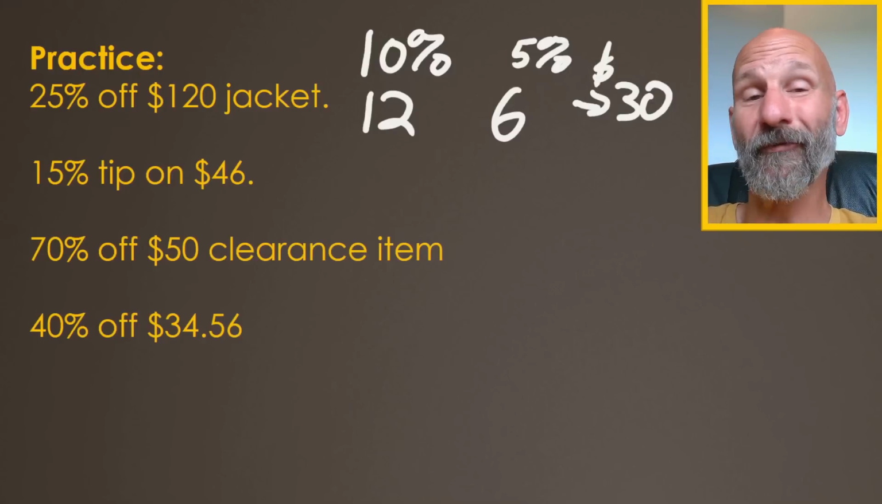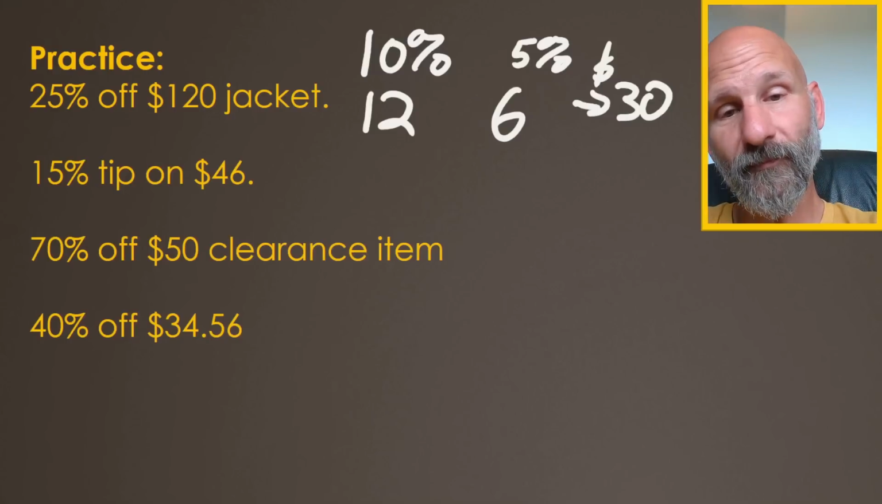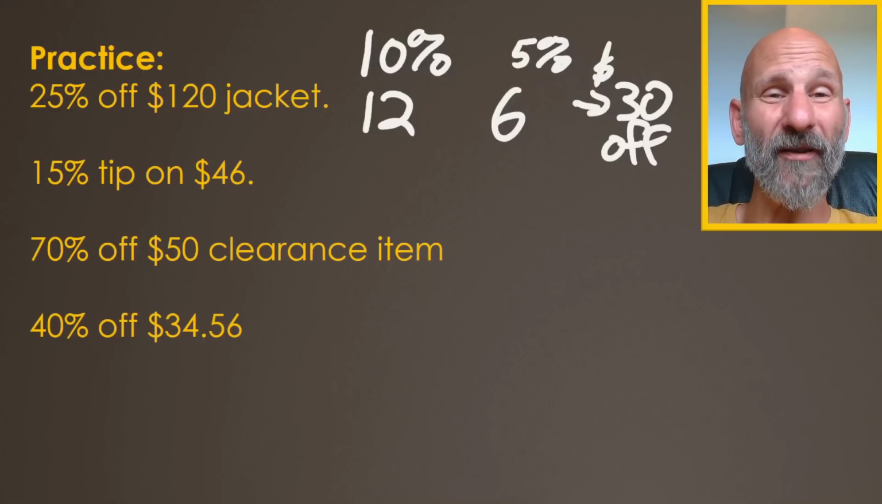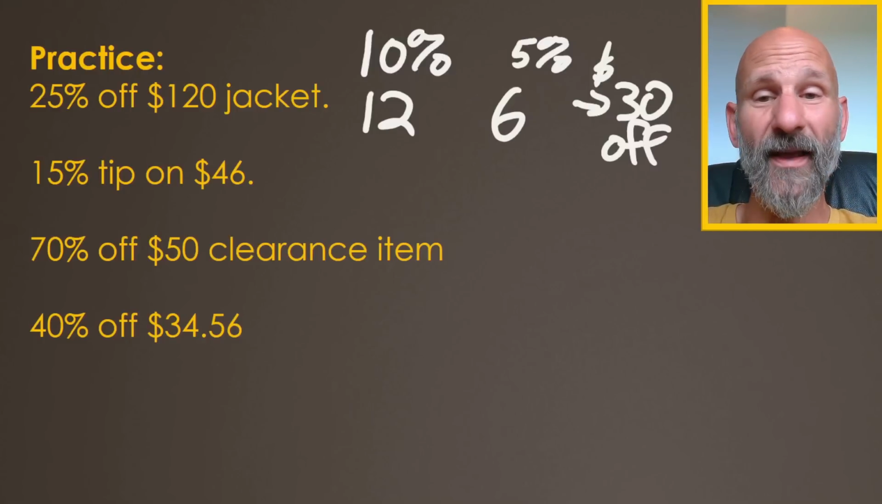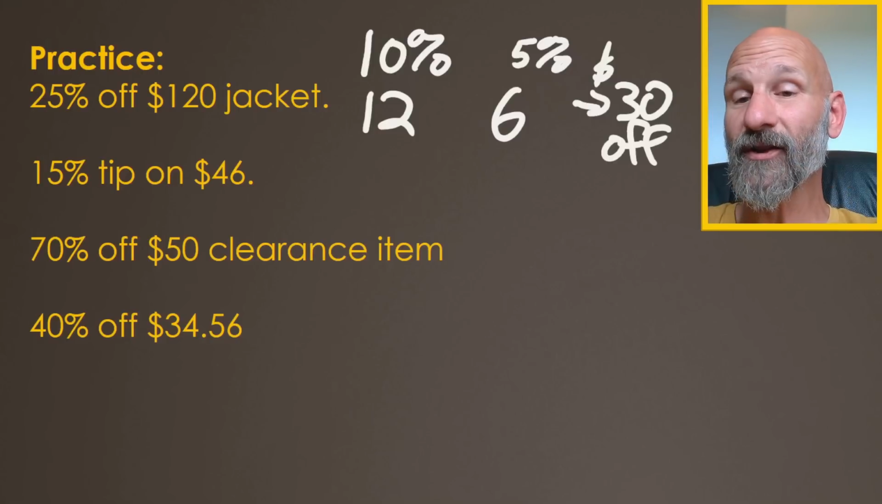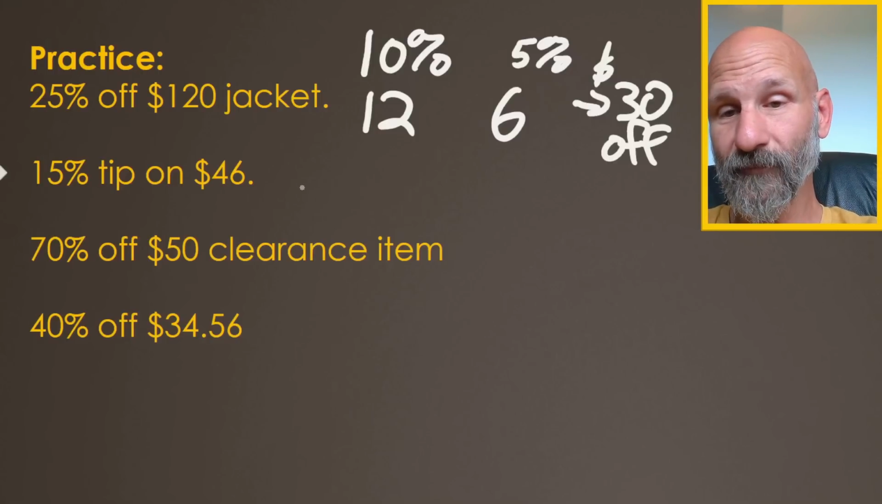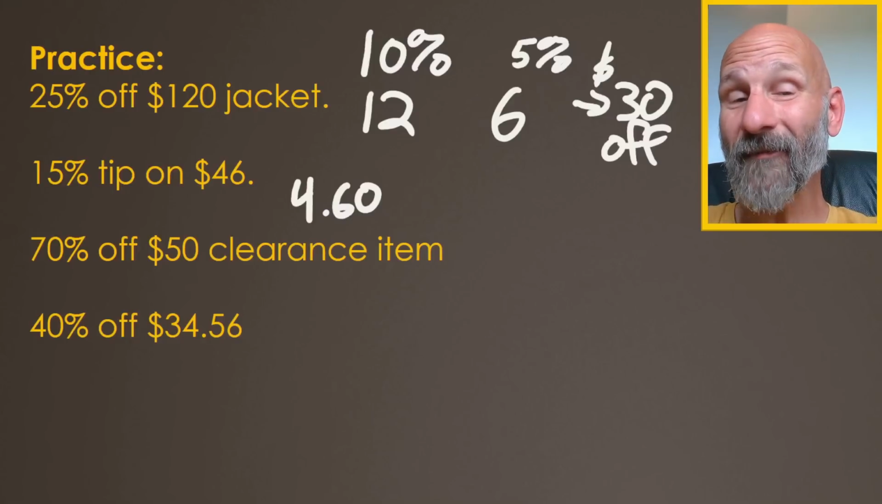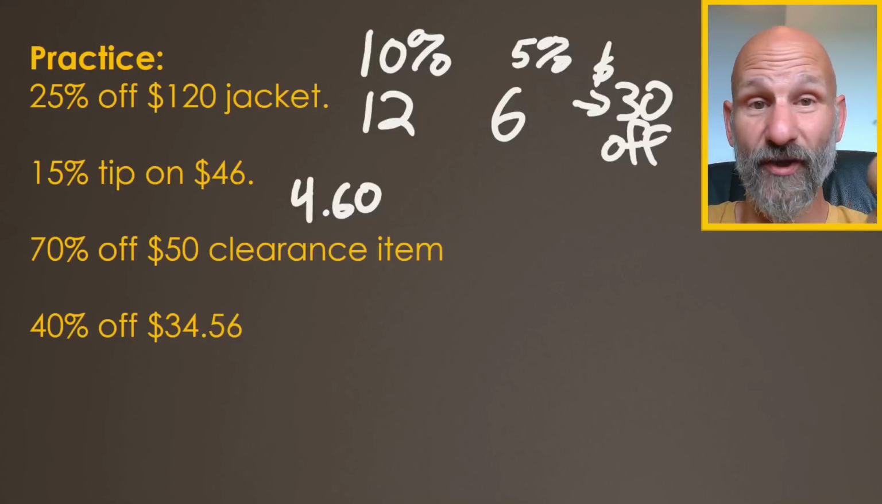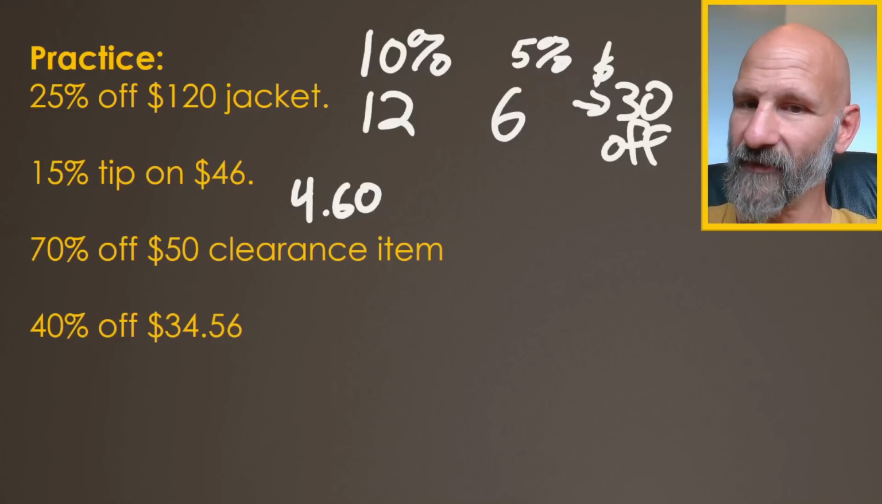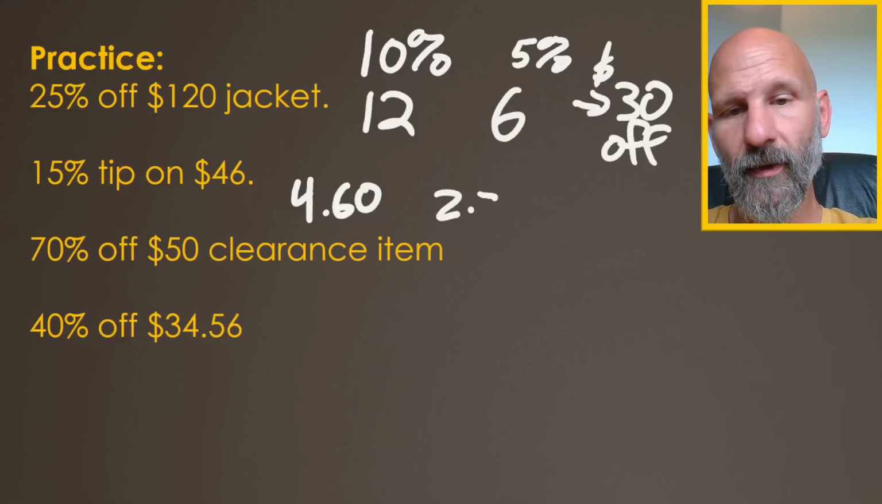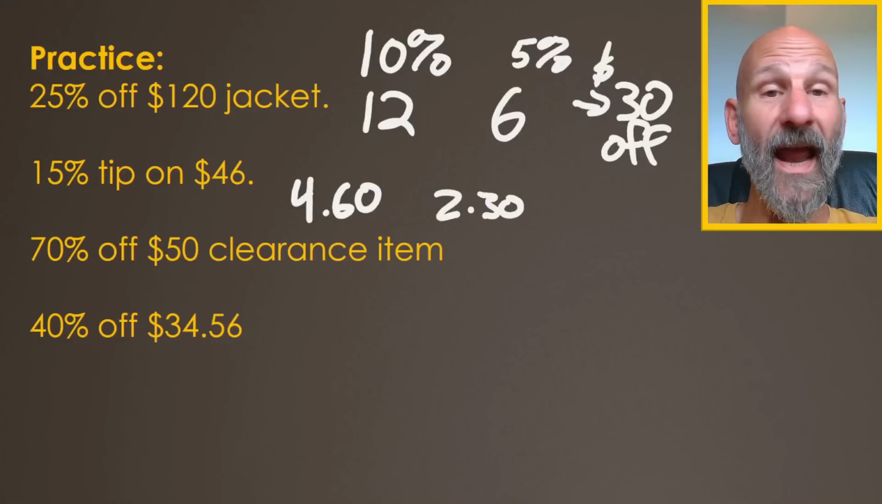Here we go. 15% tip on $46. There we go. So that's going to be a 10% and a 5%. A 10% is $4.60. And the 5% is half that. So you just do half: half of 4, half of 6, half of 0. So that'd be $2.30. And add those up.